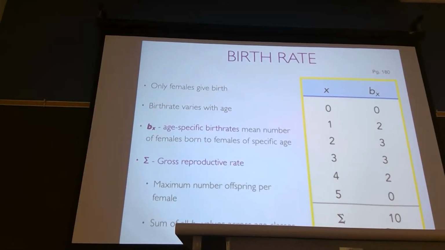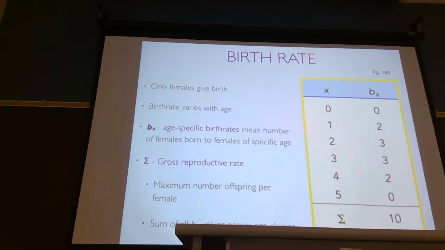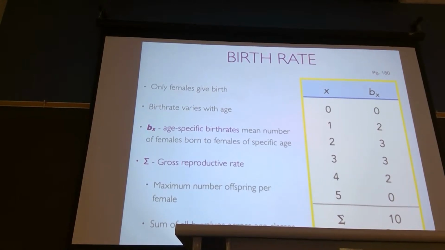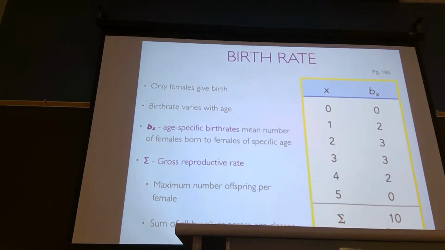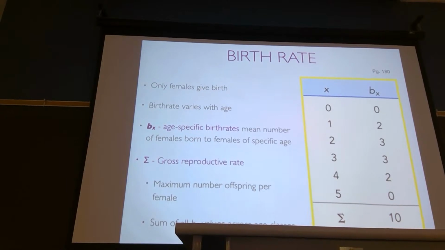If a female lives and she has as many resources as you can have, her maximum reproductive rate over the course of her entire life in terms of these squirrels is 10. Wait, is BX only the number of females that reproduce, you said? That's gross reproductive rate. You sum all the BX values.